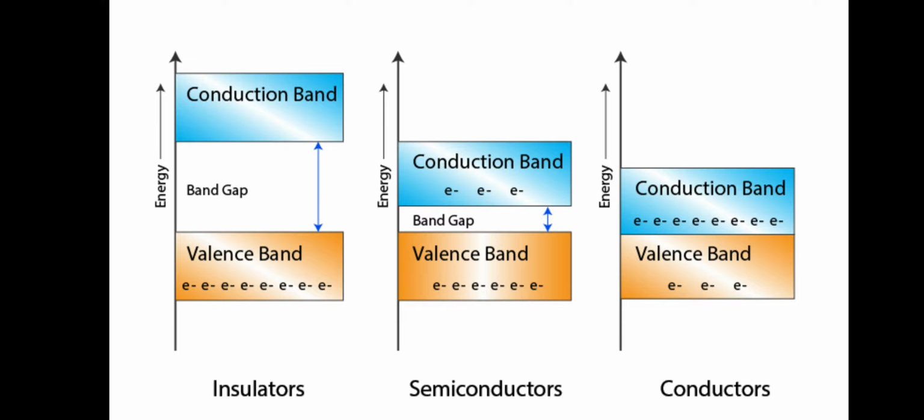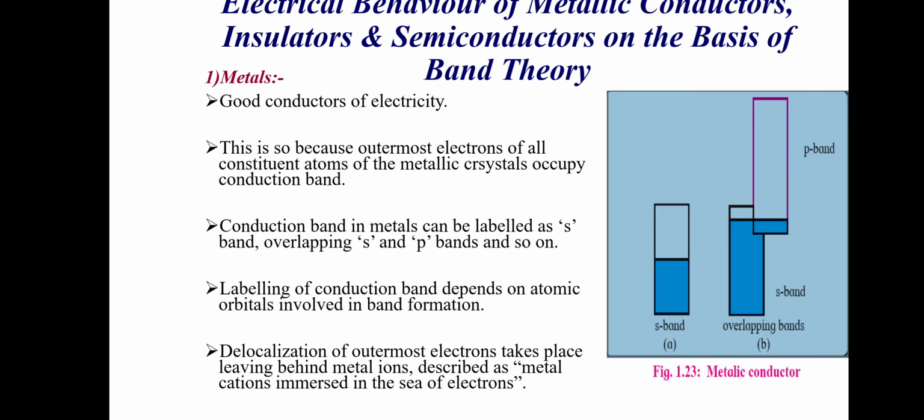Whereas in conductors, the band gap is not at all there. That is, there is no gap between the conduction band and valence band, and hence the electron can be easily transferred and they act as conductors. So with this band theory, we can very well explain insulators, conductors and semiconductors. Now this is a diagrammatic representation.